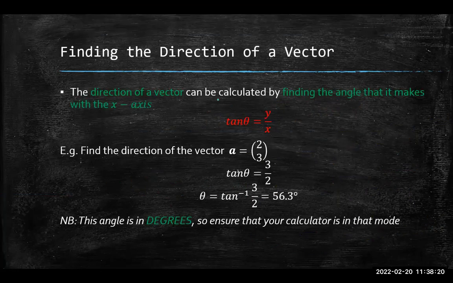All right, now that we practiced that, remember the definition of a vector, the basic foundation: vectors have magnitude and direction. We just learned how to find magnitude, but how do you find the direction? This is how you do it. The direction of a vector can be calculated by finding the angle that it makes with the x-axis. So it would always be tan theta is equal to the y value over the x value.